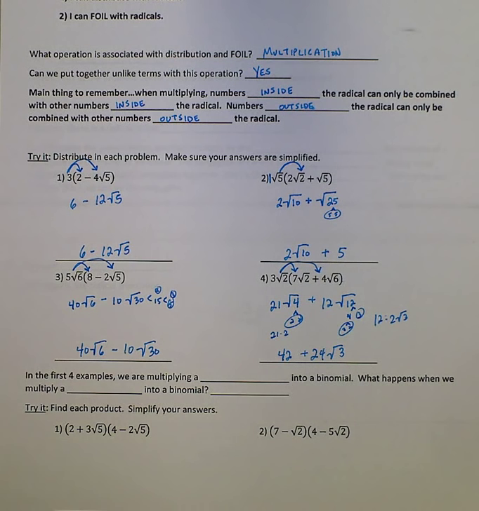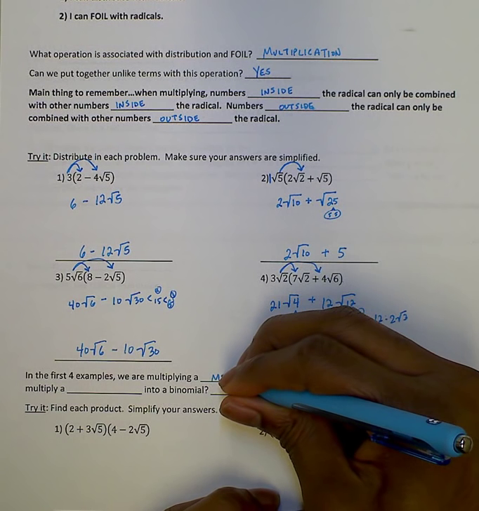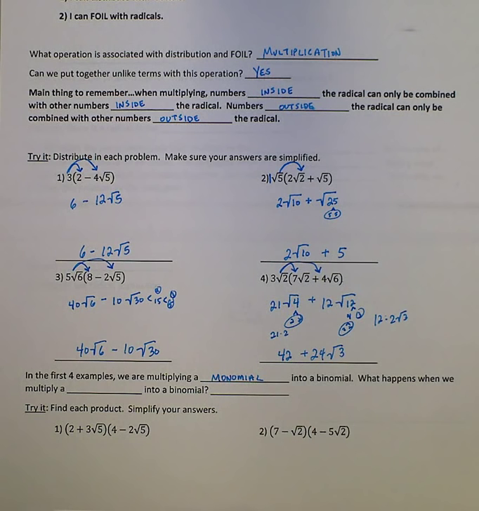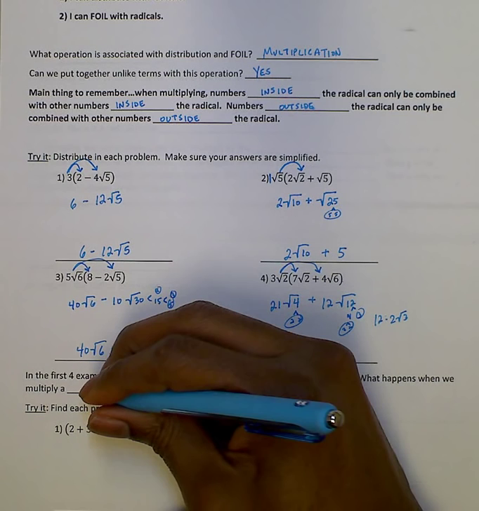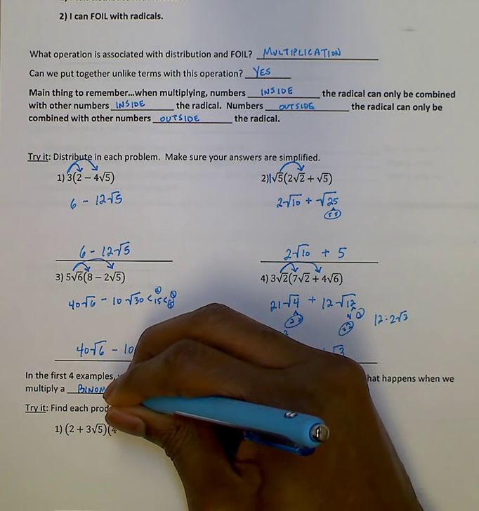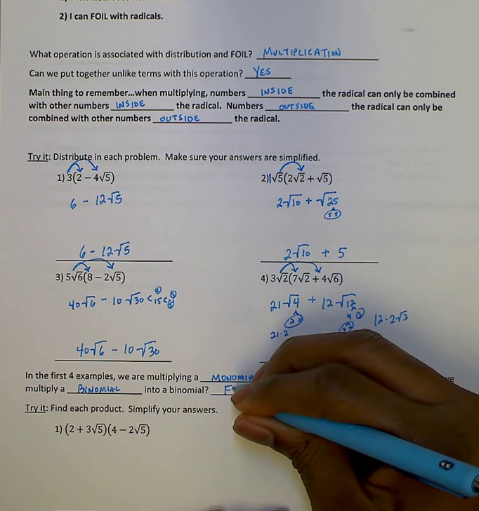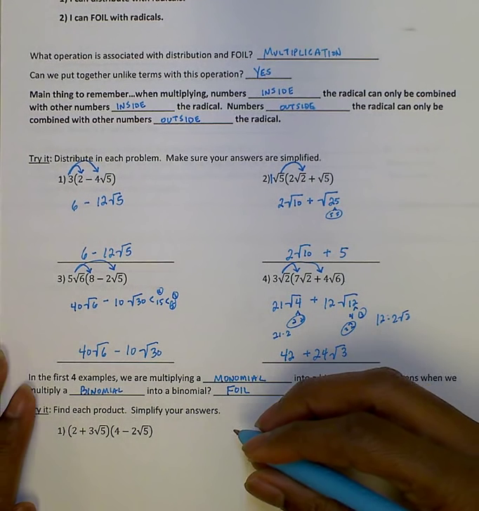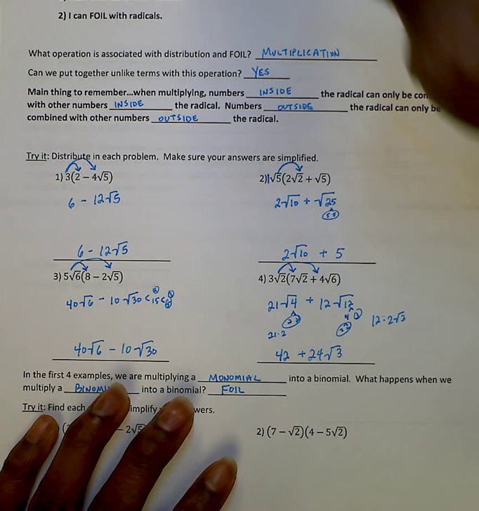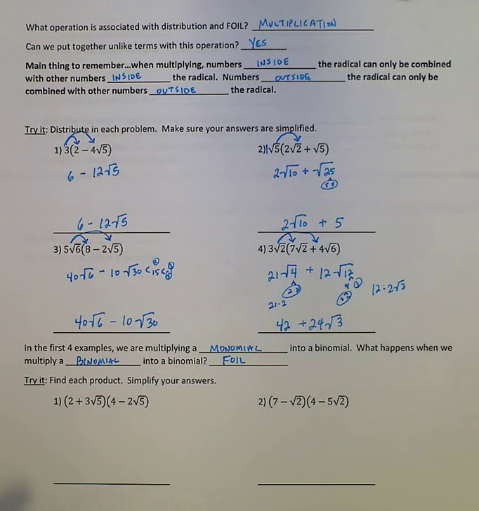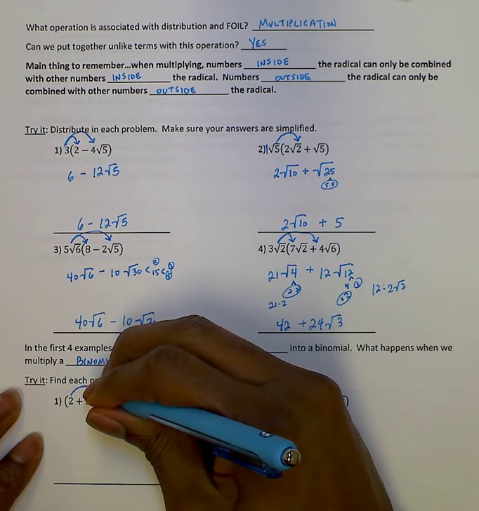In our first 4 examples, we are multiplying a monomial, that's 1 monomial, into a binomial. What happens when we multiply a binomial into a binomial? That's when we FOIL. Now you can think of it as FOIL. If you really like the box method from last chapter, you can also use the box method with these problems. I really don't mind either way. Foiling I'll show with the first one, box method I'll show with the second one.